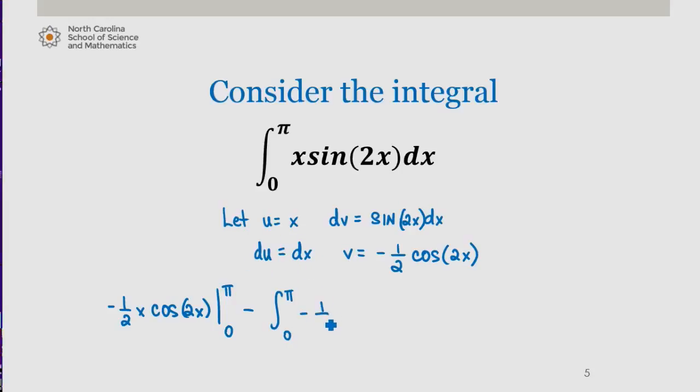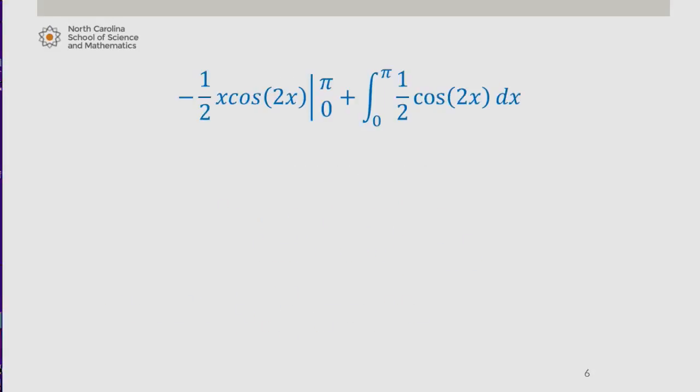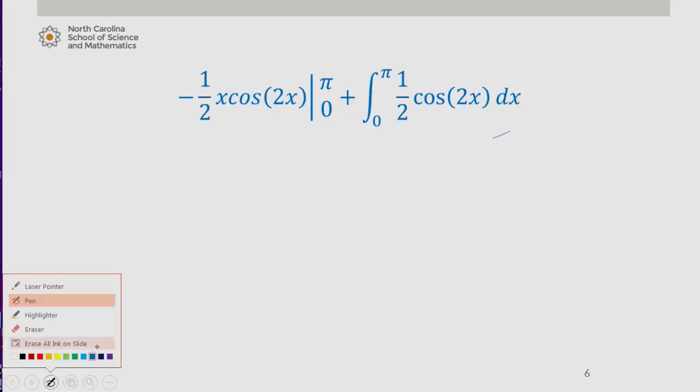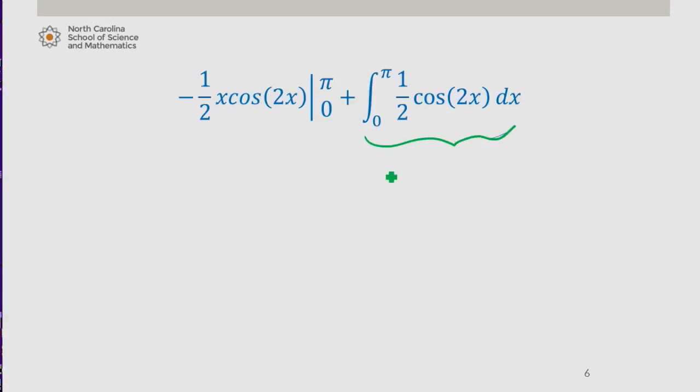That gives me negative 1/2 cosine of 2x dx. I have a minus a negative here, which then gives me plus. So we have this integral shown here. We can evaluate this integral. That is 1/4 sine of 2x evaluated from 0 to pi, and we have this first antiderivative evaluated from 0 to pi.